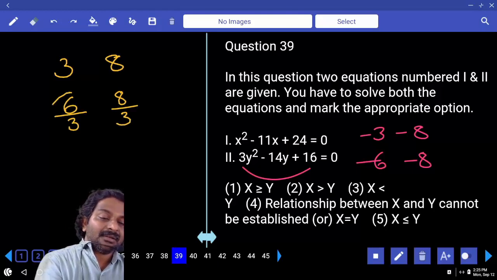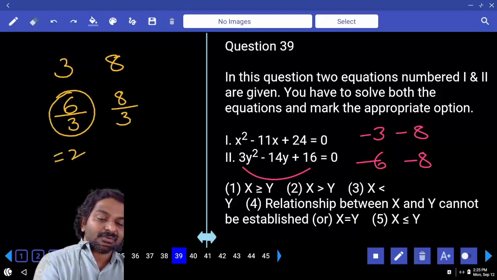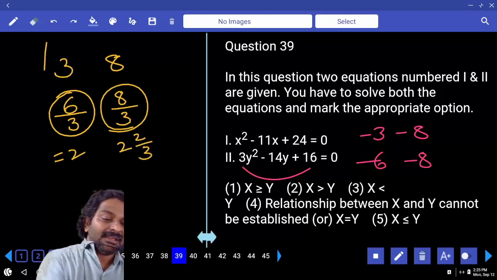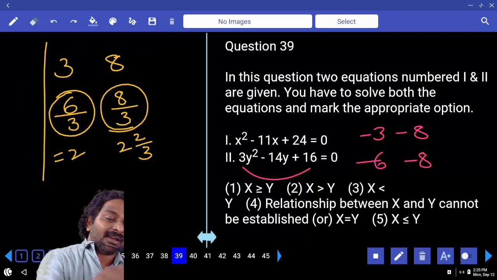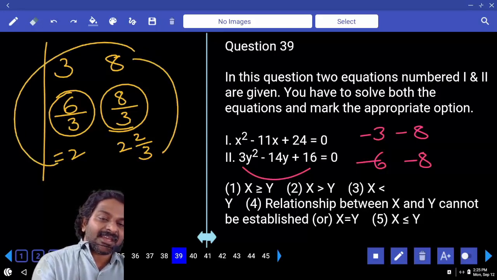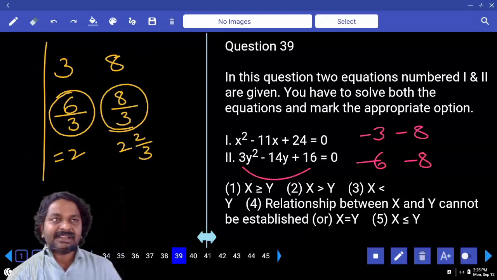Come on. How much is this? 2. How much is this? 2. 2 by 3. Yes. X greater than y. X greater than y. Everywhere x is greater than y.